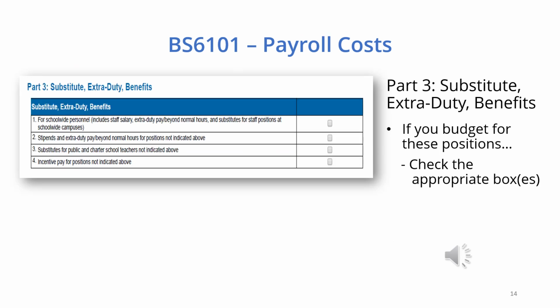Part 3 of the payroll schedule is where you will budget costs for substitutes, extra duty pay, and benefits. If you're budgeting for these items in your grant program, check the box next to the appropriate line.